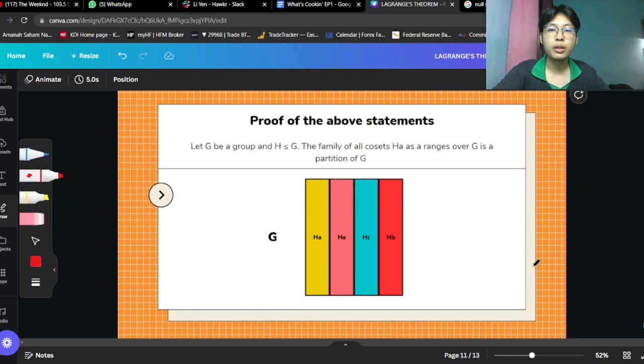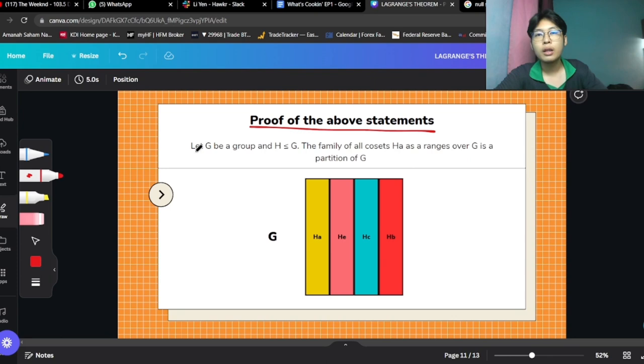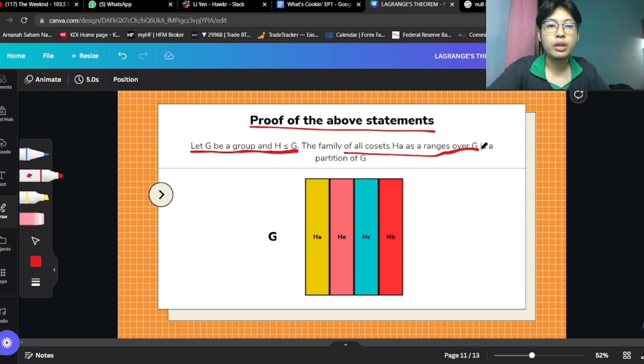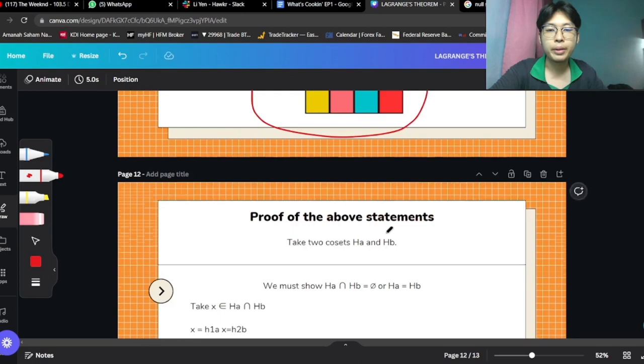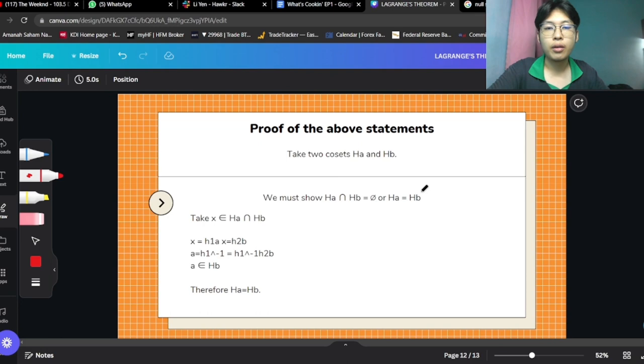Next, I would like to prove the above statement. Let G be a group and H be a subgroup of G. The family of all cosets Ha as a ranges over G is a partition of G. Let's say I have this diagram here, where I have all these partitions Ha, He, Hc, and Hb. To prove the statement, let's take two cosets, Ha and Hb. We must show that Ha intersect Hb is equal to the null set, or Ha is equal to Hb.